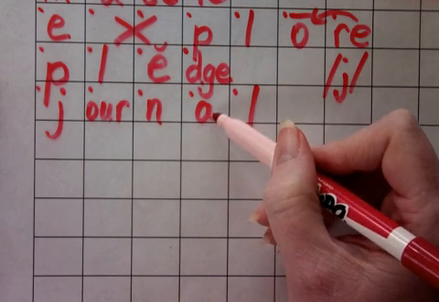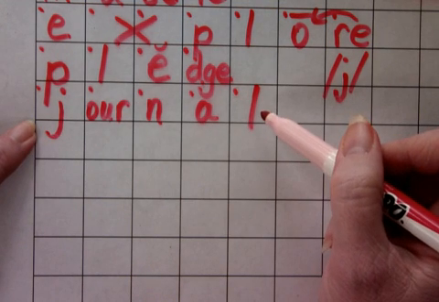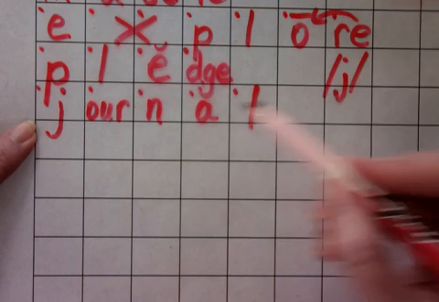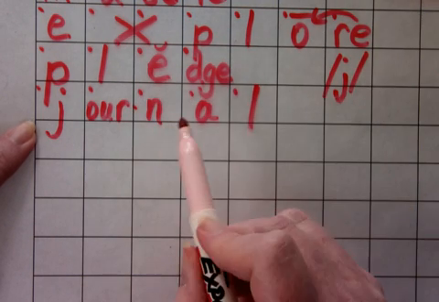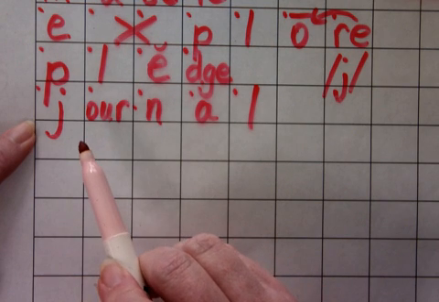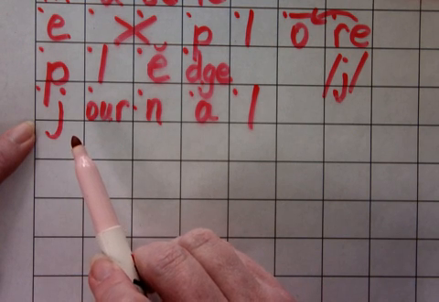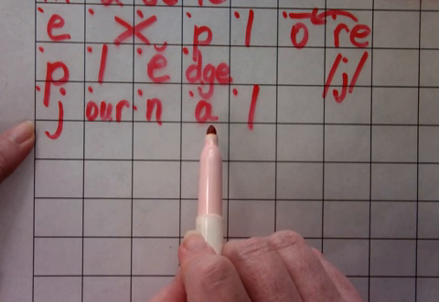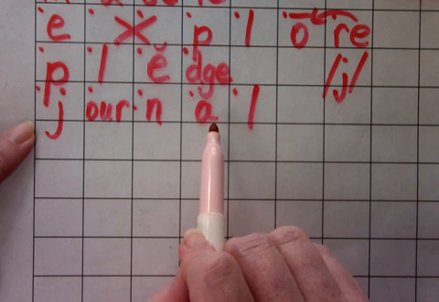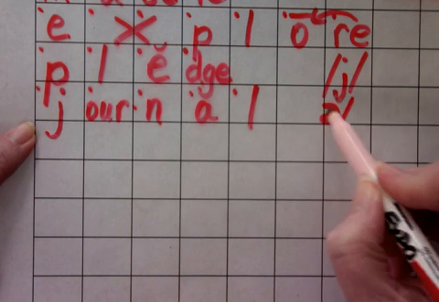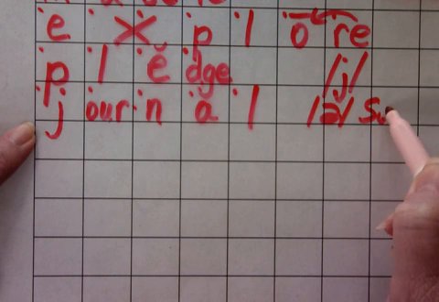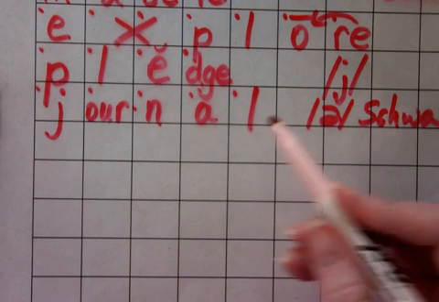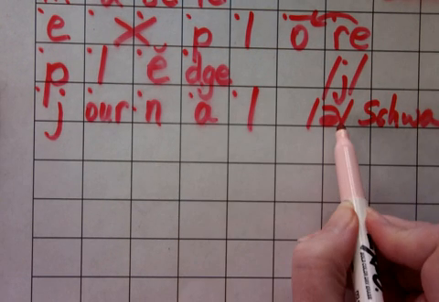Now this is a two-syllable word, journal. The syllable break is right here. One syllable is accented, which means stressed. You put more force behind it. And one is unstressed. In the unstressed syllable, most of the time the vowel is going to be a schwa. In the unaccented syllable, the vowel will be a schwa.